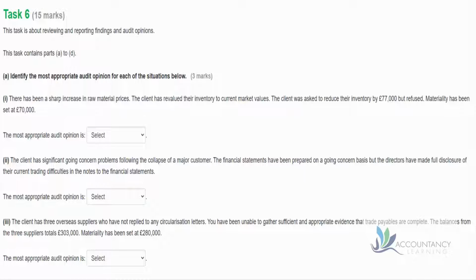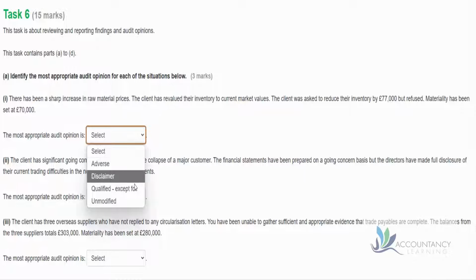Now we need to think though, is it just material or is it material and pervasive? Well, does this affect every single number in the accounts? No, it doesn't. Is this error so big that it dominates the accounts? Well, no, it's only £7,000 more than materiality. So it is material, but it is not pervasive. And therefore the audit opinion should be a qualified opinion using the except for paragraph. So we would say, except for inventory, the financial statements give a true and fair view, and we would explain what was wrong with inventory.